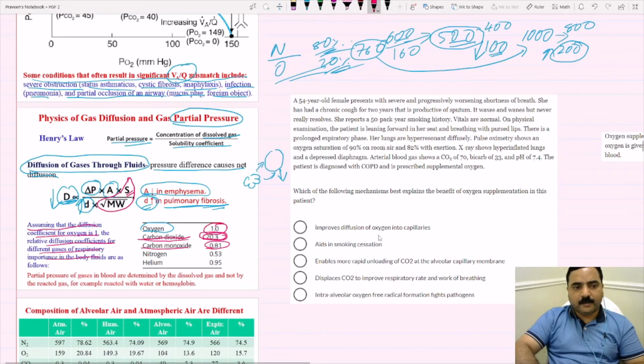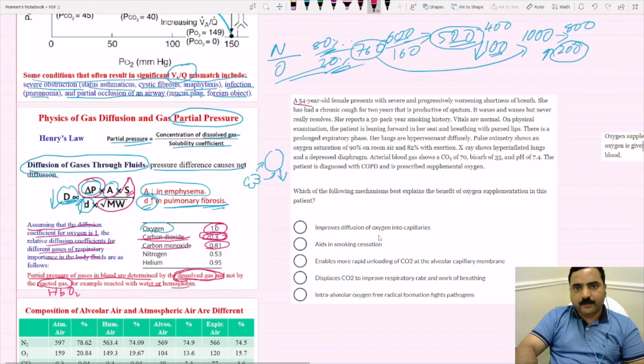Another important concept that you must remember is that the partial pressure of gases in blood is determined by the dissolved gas, and not by the reacted gas. For example, HbO2: when oxygen is bound to hemoglobin, that is not contributing towards the partial pressure. Gas reacted with water or hemoglobin is not contributing. So only the dissolved oxygen or dissolved carbon dioxide contributes to the partial pressure. Now, to understand the importance of delta P, let us see one question.